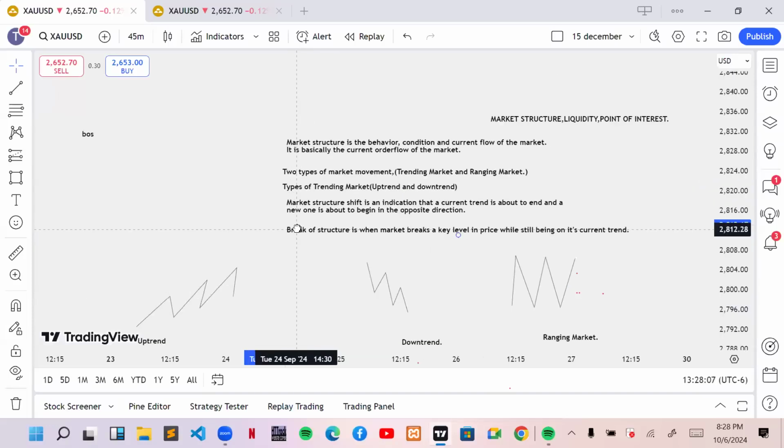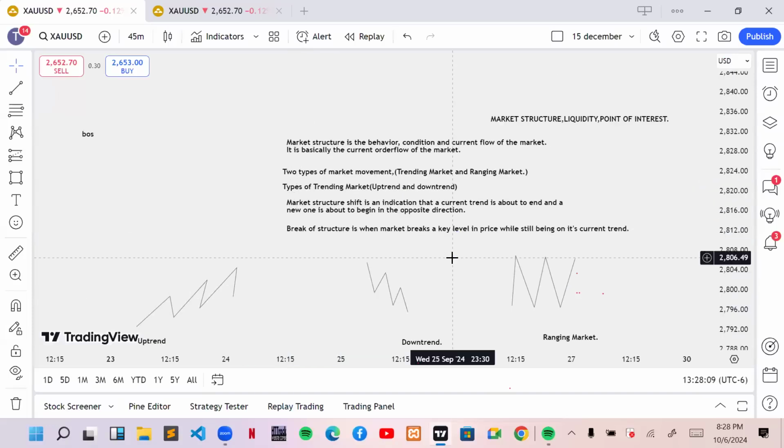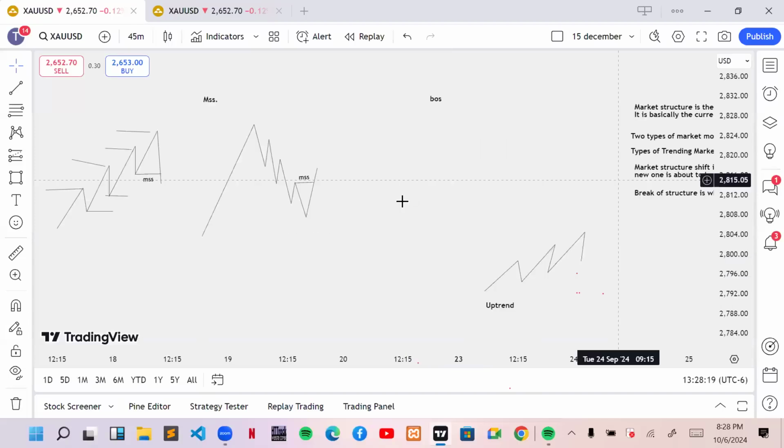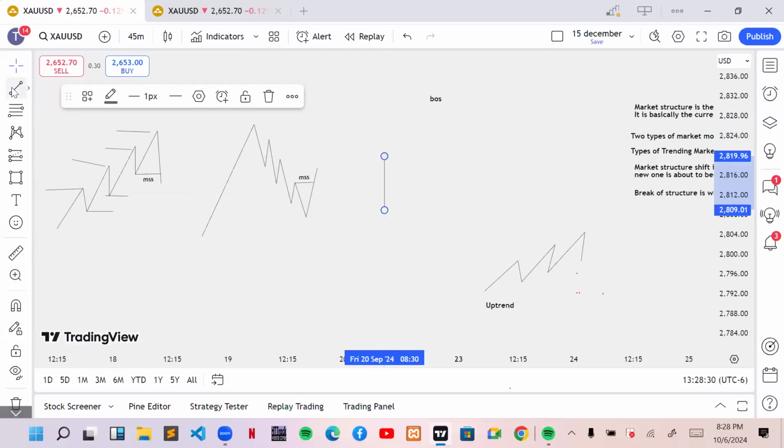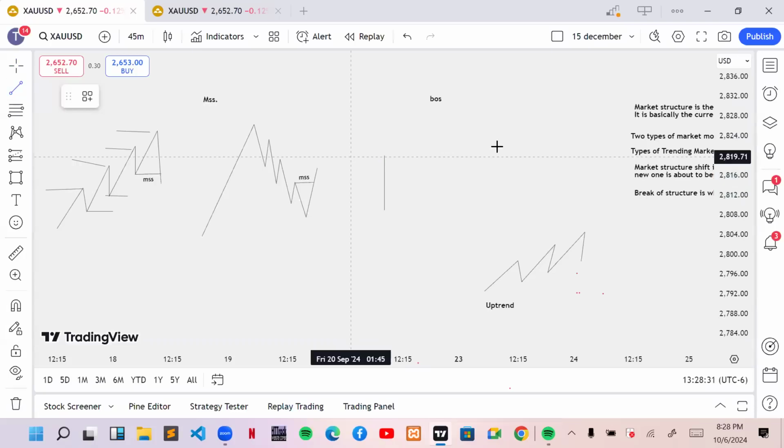So break of structure is when the market breaks a key level in price while still being on its current trend. Now, this key level can either be a support zone or a resistance zone. That is what a key level is. So let me give you a clearer example of what a break of structure is. Let's say this is a resistance zone in the market.